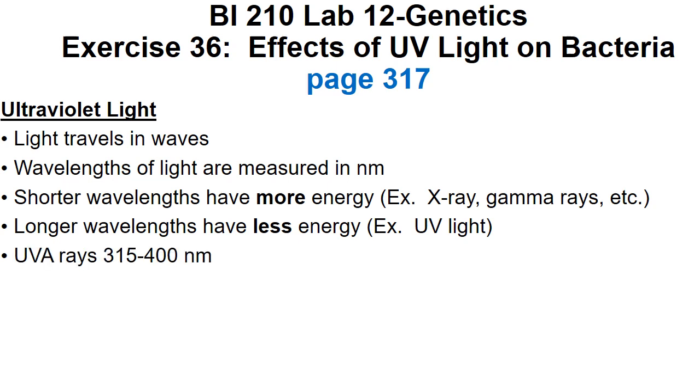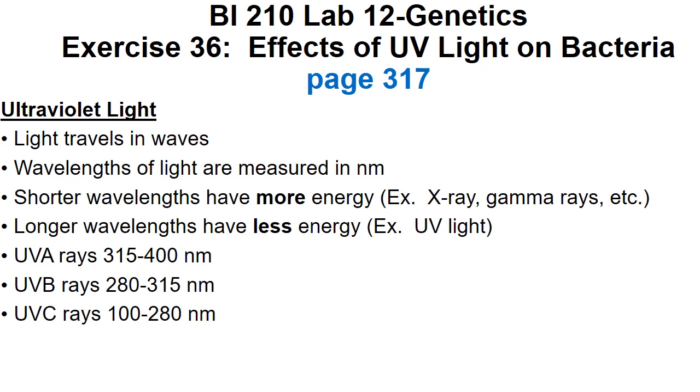There are three kinds of UV rays: UVA rays, UVB rays, and UVC. UVA range from 315 to 400 nanometers. UVB rays range from 280 to 315 nanometers. These are the two that you look for on your sunscreens or sunblocks. They can cause skin cancer and sunburns.